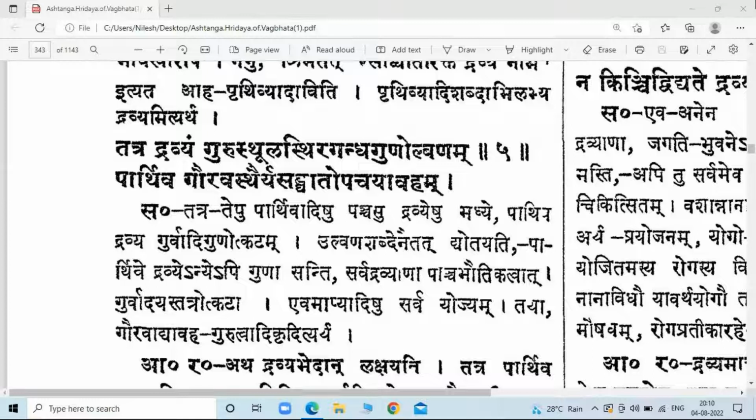In the first line, we find Tatra Dravyam Gurusthula Sthira Gandha Gunolbanam. So it is all explanation about gunas. And Gauravasthairya Sanghadopajayavaham is the explanation about the karma. Such a Dravya is known as a Parthiva Dravya. It's not Prithvi, but it is a Parthiva Dravya. So at this point, we find the mentioning about gunas, not in detail. Like this Parthiva Dravya means Guru Sthula Sthira Gandha Gunolpanam.